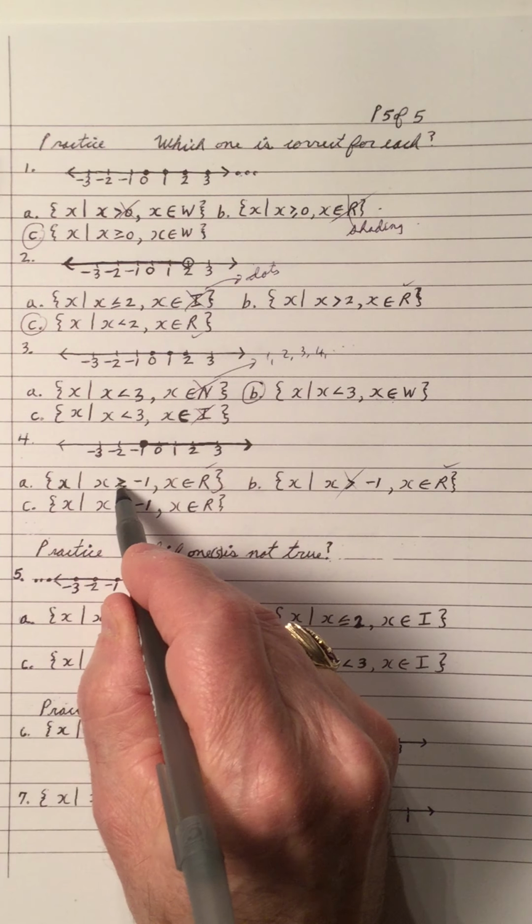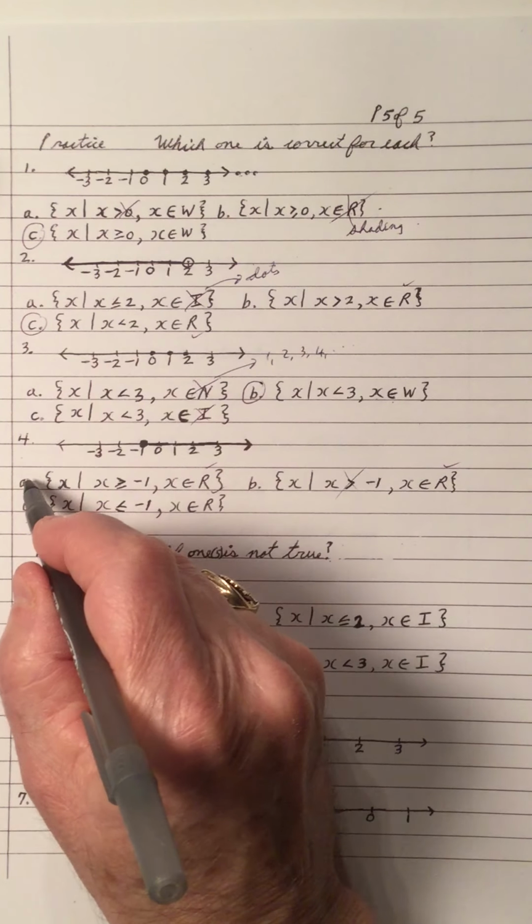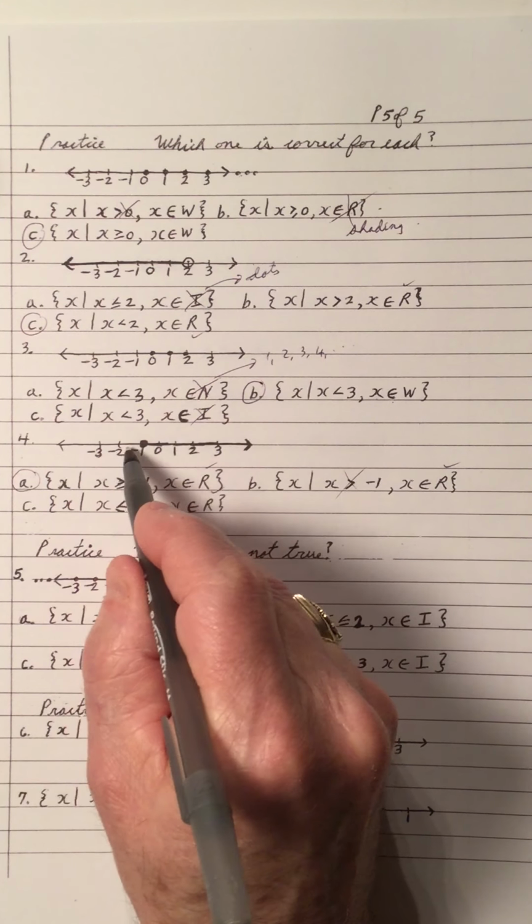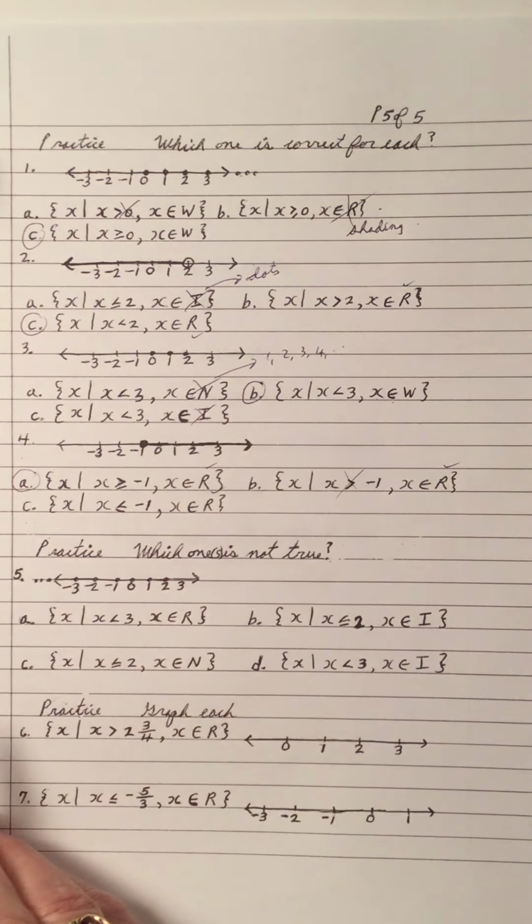This one is greater than, pointing to the right. This one is going to the right, so the correct answer is A. This one is pointing to the left, that would have been over this way. So A is the answer.